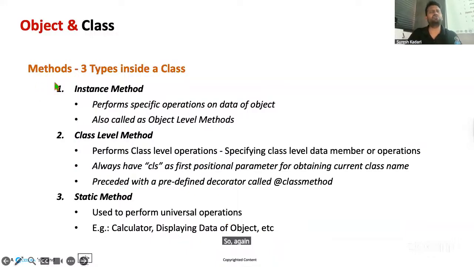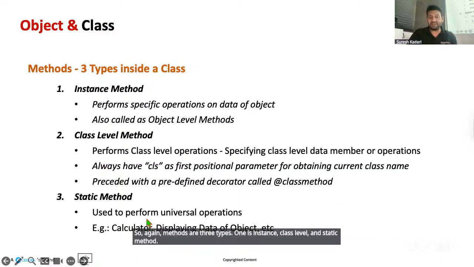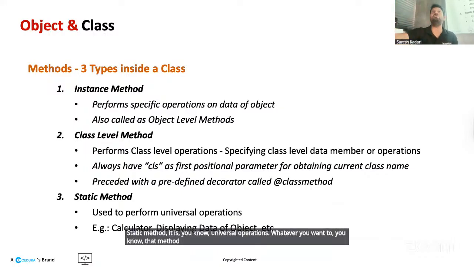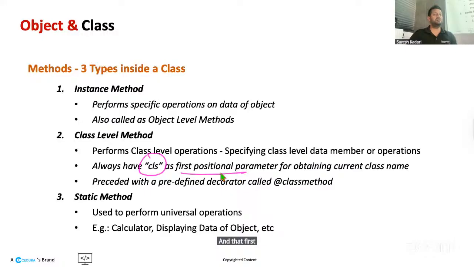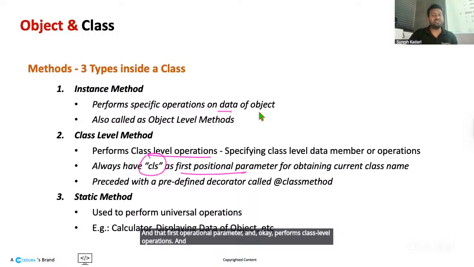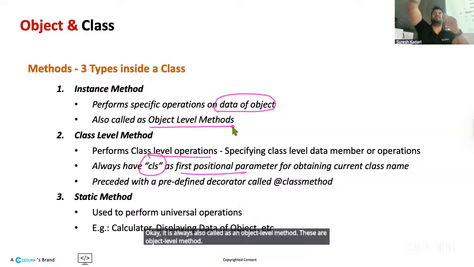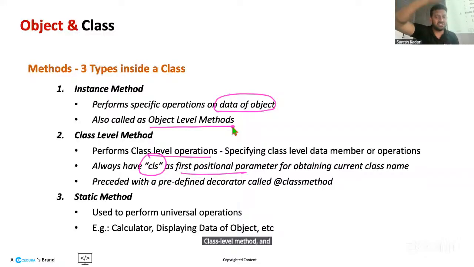So again, methods are three types. One is instance, class level, and static method. Static method is universal operations. Whatever you want, that method should execute and apply to everything. You use it as static. Class level always has cls as the first positional parameter and performs class level operations, and instance level operations of a data object. It is also called an object level method. So there are object level methods, class level methods, and some are static, standard universal operations. We'll do it.